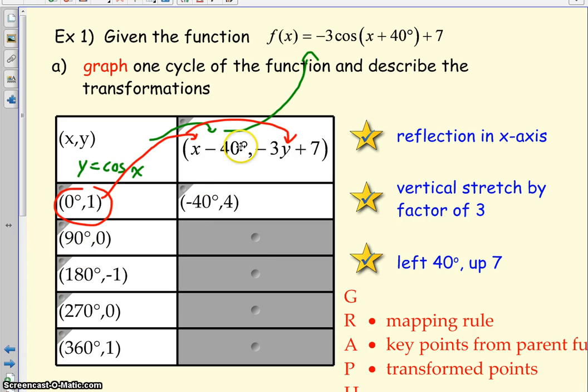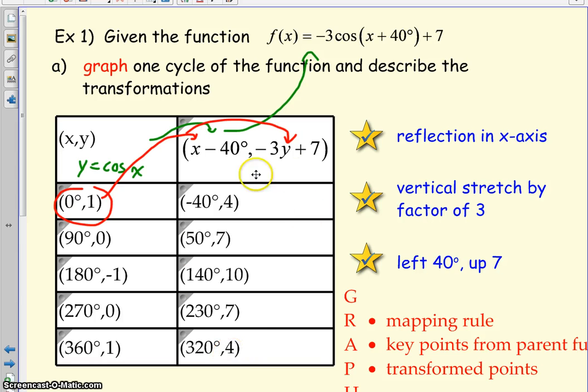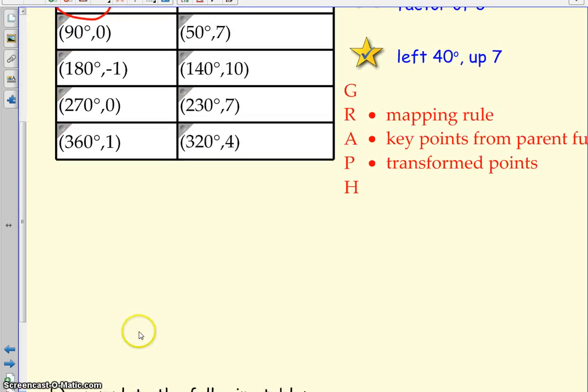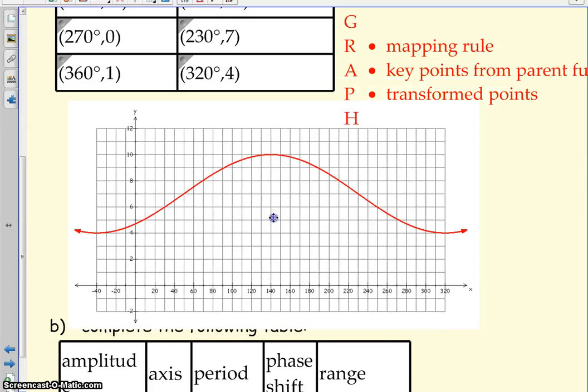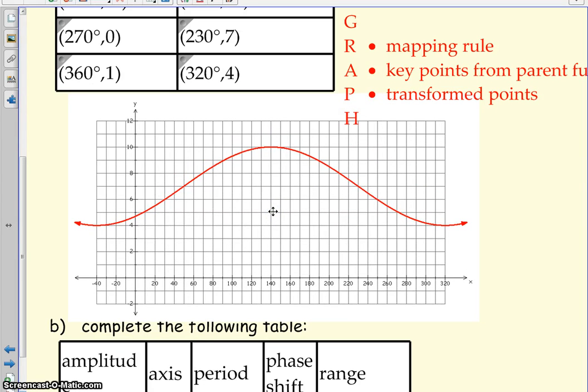So 90 minus 40 is 50, negative 3 times 0 plus 7 is 7, and then repeat for the other 3 points. Okay, so now what you have is 5 points that you can use to make a graph. Okay, and now once you make a Cartesian plane, you're going to plot them. Once you plot these points, you're going to connect them with a smooth sinusoidal curve. Okay, so your graph will look something like this. It depends on how nice you made your graph on graph paper or not. But again, once you connect your curve, it should look something like this.